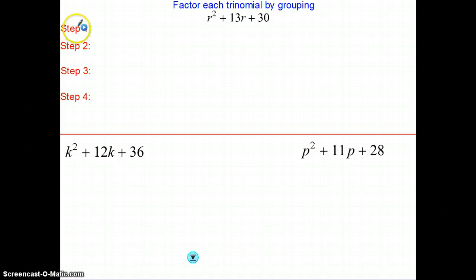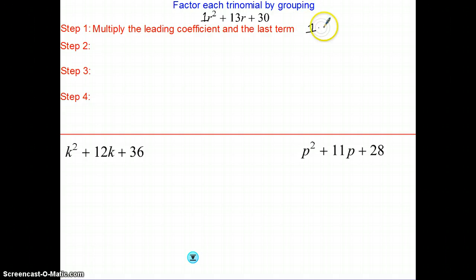Step 1 when we are factoring a trinomial by grouping is to multiply the leading coefficient by the last term. Now remember, the leading coefficient is the very first number in your expression. In this case, it is a 1. So here I am going to multiply 1 by 30. 1 is my leading coefficient, 30 is my last term. Multiplying them together, I get 30.